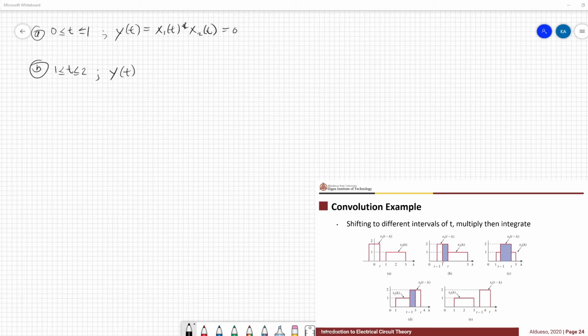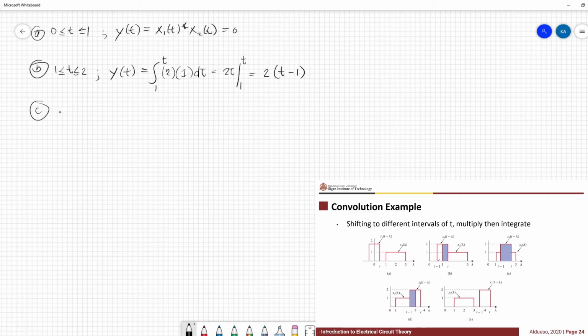So between 1 and t, we have integral from 1 to t. The value of the first function is 2 times the value of the second function is 1. And we have d tau. Evaluating this integral, we have 2 tau evaluated from 1 to t, equivalent to 2 times the quantity of t minus 1.